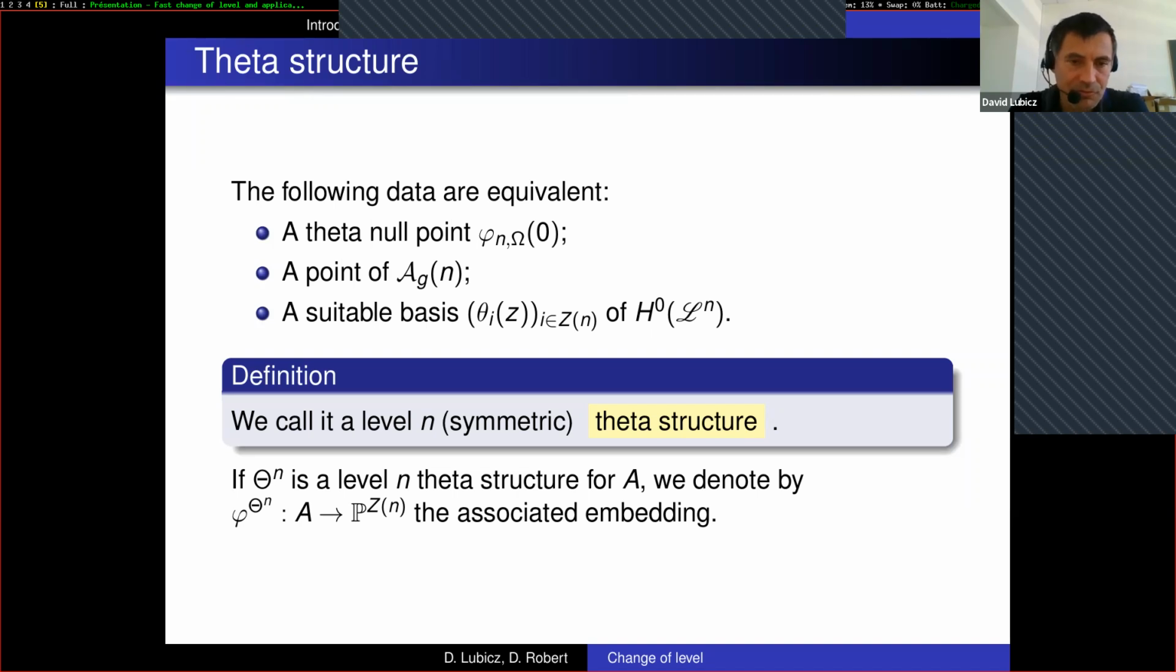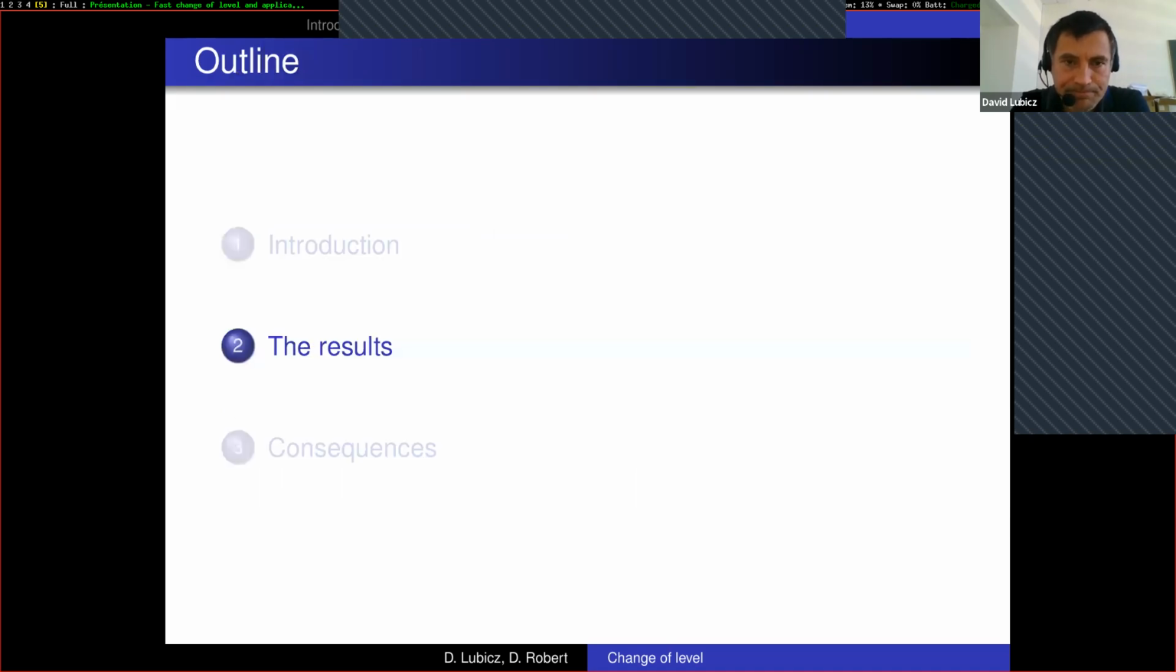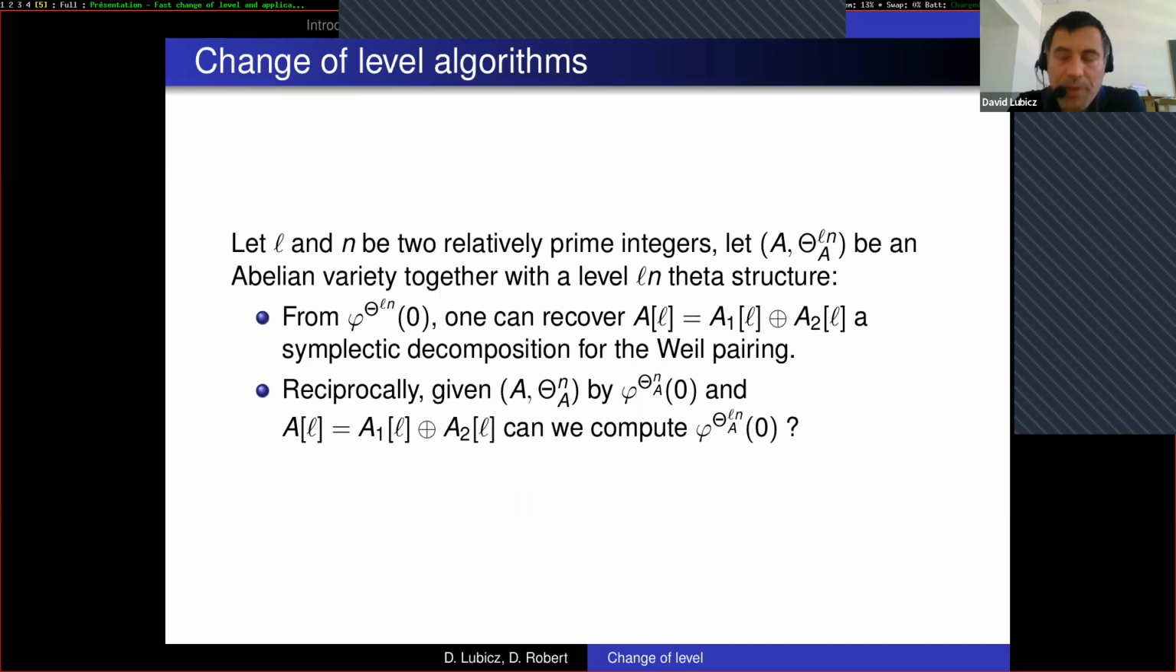And in the rest of this talk, you have to think that, from an algorithmic point of view, obtaining the data of a theta structure is just the knowledge of a theta null point of the abelian variety. We have a technical definition of what we call a compatible theta structure that I'm not going to elaborate, because you can find the details in the paper. So we can now have a more detailed description of our results.